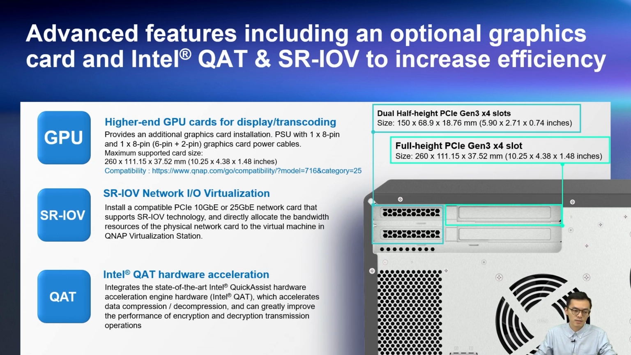You can see that TS-1655 also supports Intel QAT, which can accelerate data compression, decompression, and can greatly improve the performance of SSL encryption and decryption transmission also. And QAT is a key feature of Intel Atom C series CPU. It can enable accelerators to scale up with the diverse performance demands of today's network devices and network security applications.